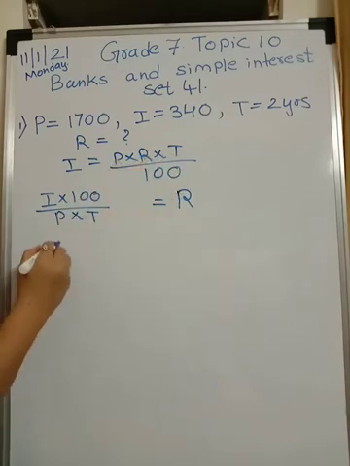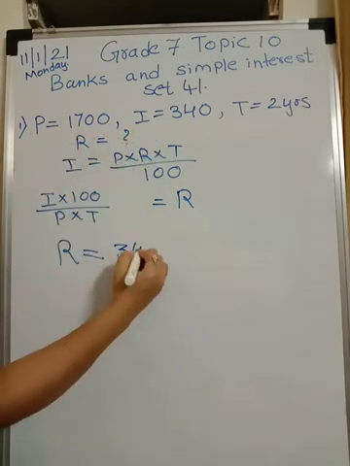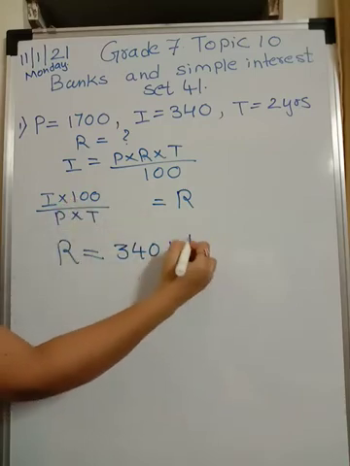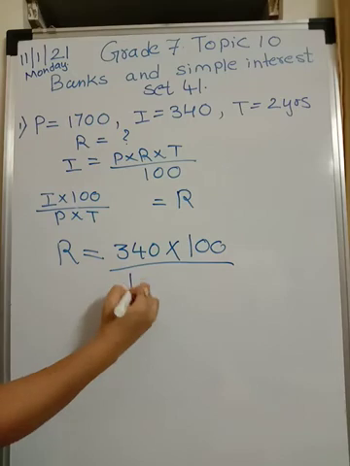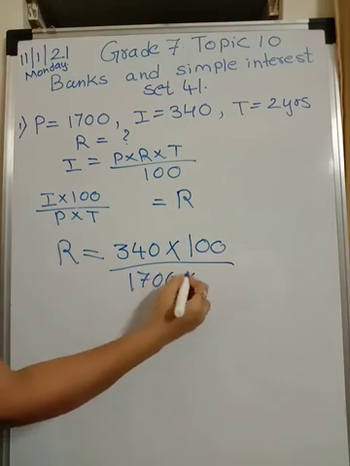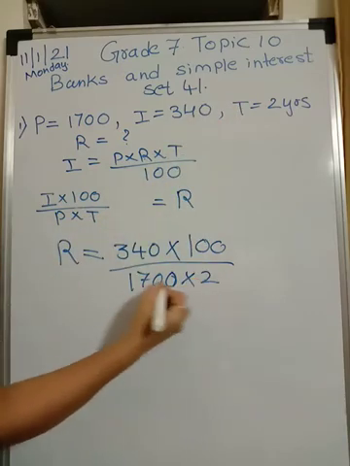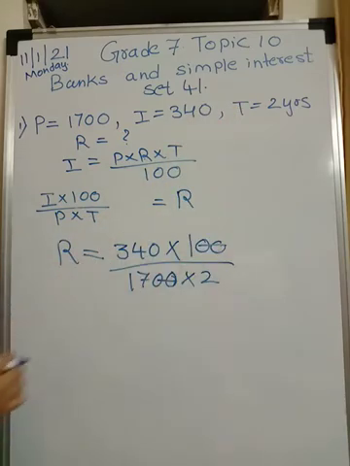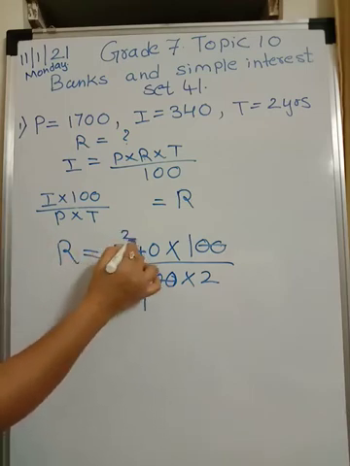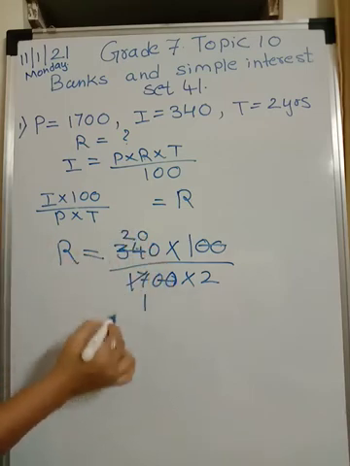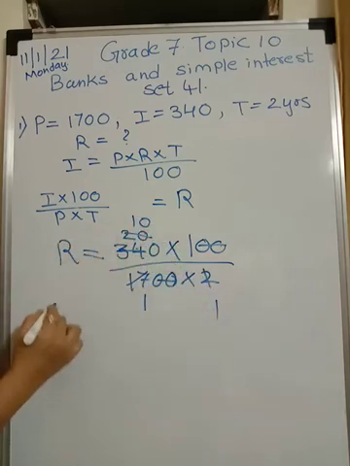Now just substitute. What will be R equal to? I. What is I? 340. So write 340 into 100 as it is upon, what is P? P is 1,700 into T. T is how much? 2. So these two zeros and these two zeros are gone. Alright. Then you have 17 ones are 17 and 17 twos are 34 and this 0 over here. 2 ones are, 2 tens are 20. Got it? So what will be rate?